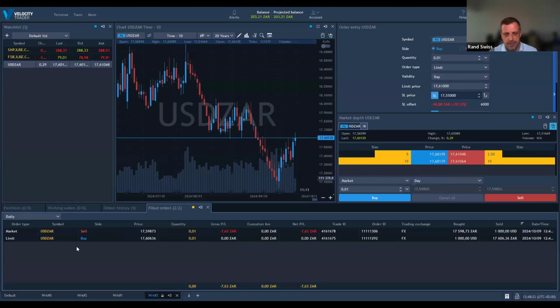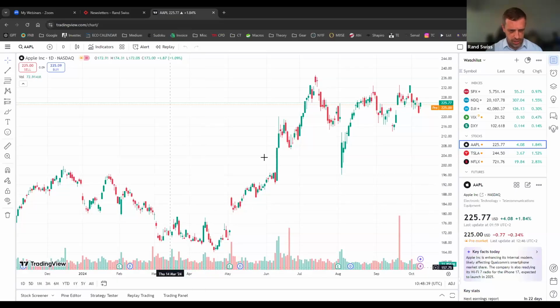Okay. Then finally, last thing, let me share the screen. Okay, so TradingView. How do you link your TradingView account? So let's say you don't want to use Velocity Trader, that platform I just showed you how to use. You want to use TradingView, you're comfortable with TradingView. How do you use it?